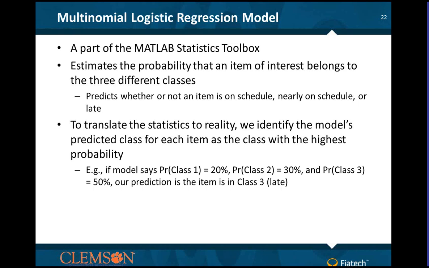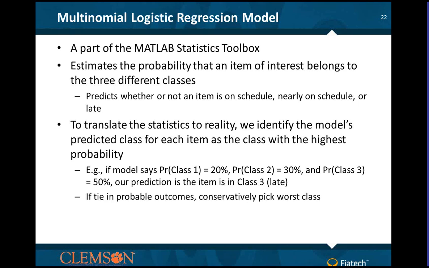So in other words, if the model says the probability it's going to be on schedule is 20%, the probability that it's nearly on schedule is 30%, and the probability that it's late is 50%, the prediction we're going to make in our methodology is that this item is going to be late, because we are trying to predict which class it's going to be in. We can't give you a halfway answer, sort of like a weather forecast, and say, well, it might rain. We're going to make the statement, yes, it's in one of these 3 classes.